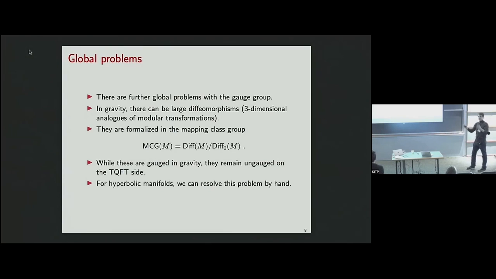And in gravity in particular, we have to divide by this mapping class group. We also know this very well in string theory. In string theory, we have to divide out by the modular transformations once we compute the path integral. And here it is exactly the same. So they're gauged in gravity, but on the TQFT side, it's very unnatural to gauge them, and they're actually not gauged. So if we are on the TQFT side, we will just not divide by these. And so this is not naturally resolved by going to this Teichmueller TQFT, because it's still a TQFT. It's not a gravity theory. But for hyperbolic manifolds, it turns out this mapping class group is always finite, and you can sort of deal with it by hand later on. And in general, I don't know how to deal with it.